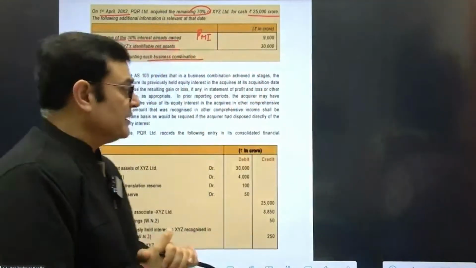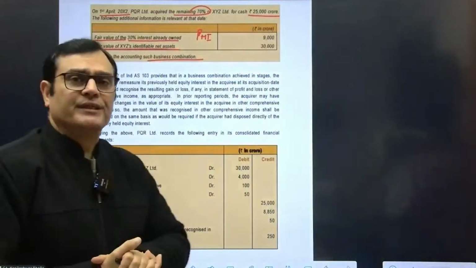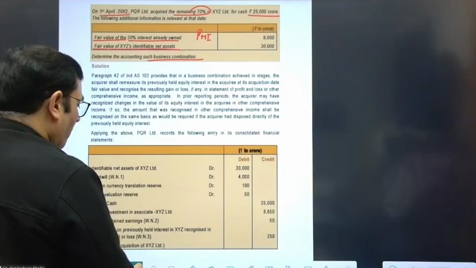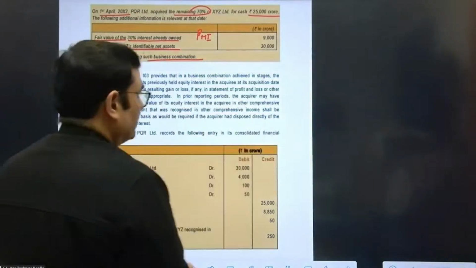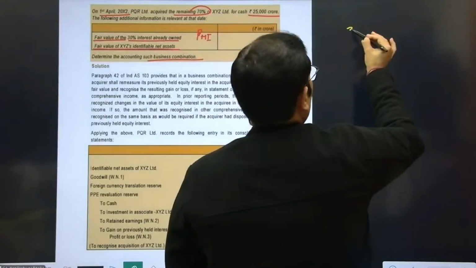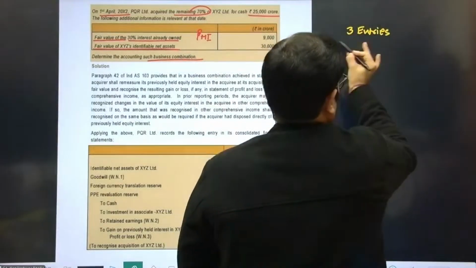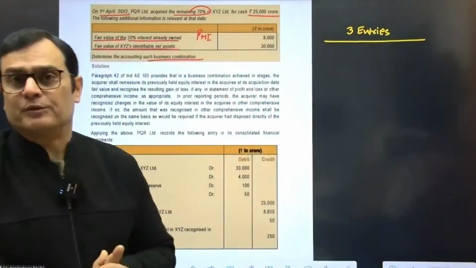So my advice would be, though you can see that there is a single entry given out here, that you do separate entries, do 3 entries. When it is a case of significant influence to a case of control, my advice is go stage by stage. Let's pass 3 separate entries on the date of acquisition.